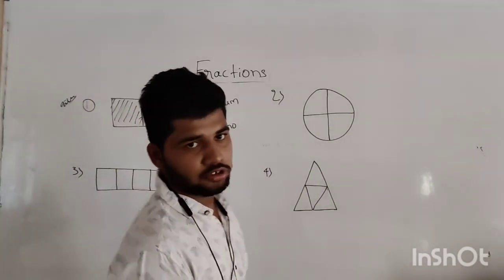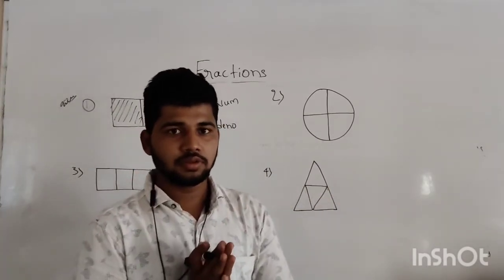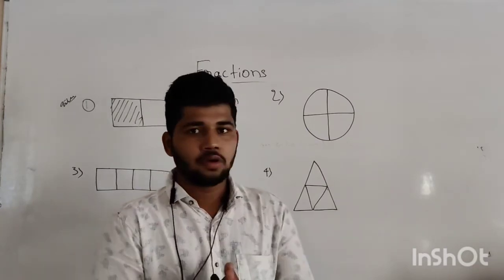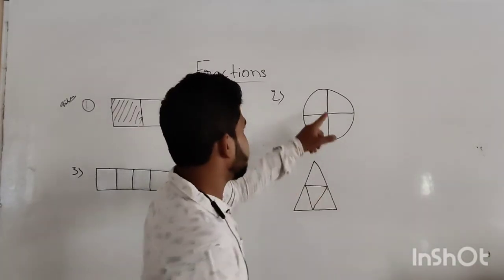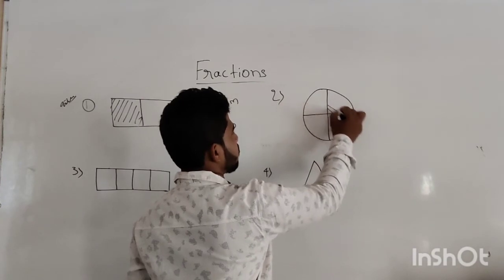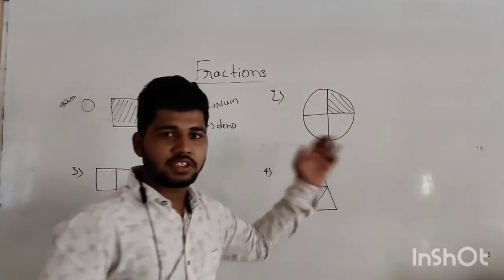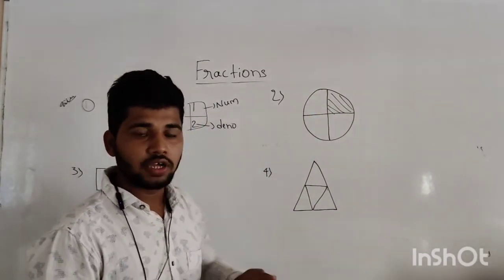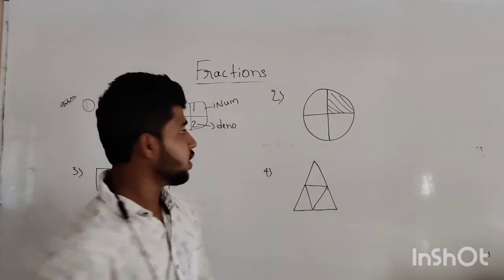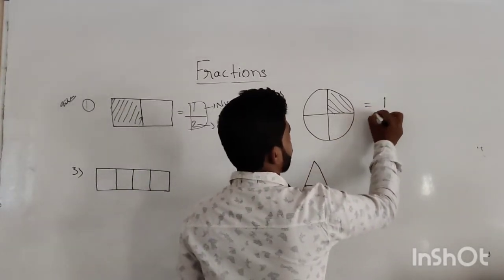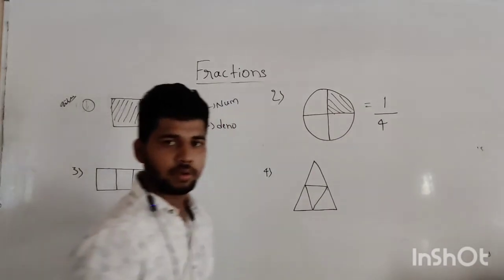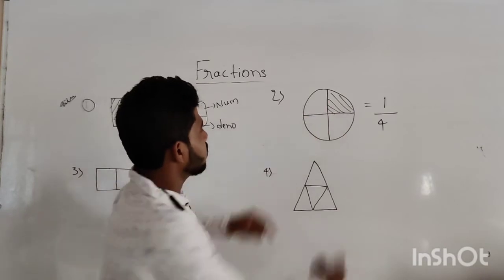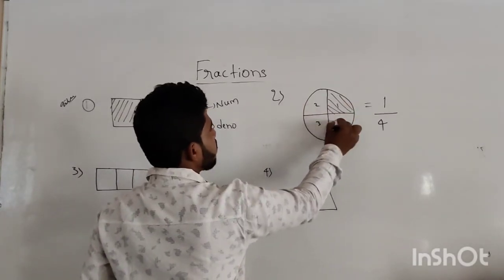Second question: one pizza is present. The pizza is divided equally into 4 parts, and a stranger ate one piece of pizza. How to express it in fraction form? Total number of parts in the pizza is 4. The stranger has eaten one part. So 1 by 4.